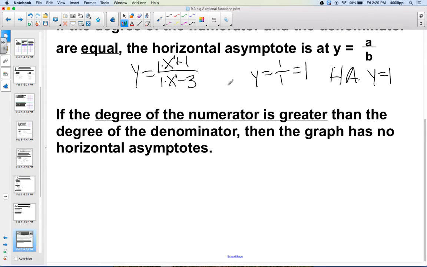And then finally, if the degree of the numerator is greater, then you have no horizontal asymptotes. For example, if we have y equals x plus 1, this is a line. Here, the numerator is x plus 1, the denominator is just a 1. So the degree is 1 in the numerator and it's 0 in the denominator because there is no variable. Since the degree is bigger in the numerator, there's no horizontal asymptote because it's a line.